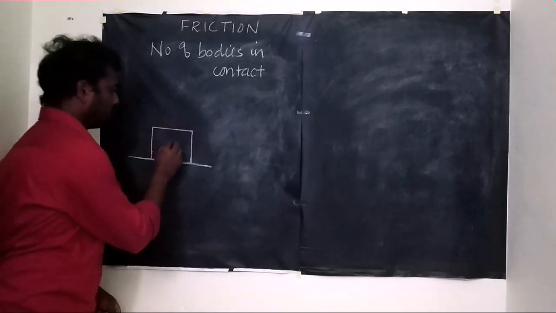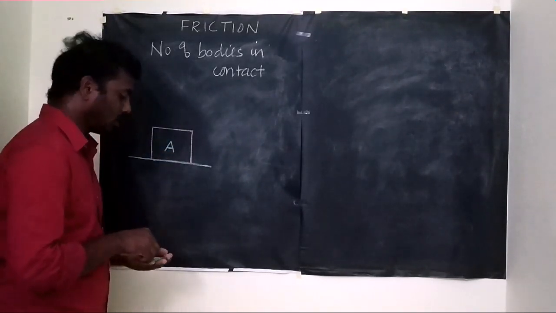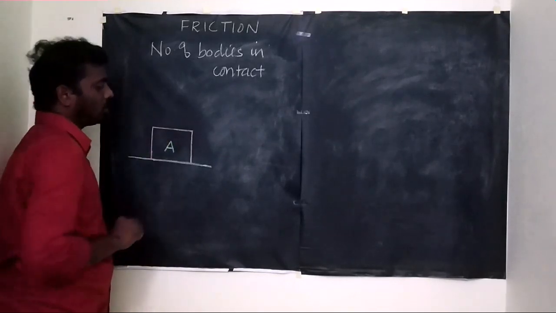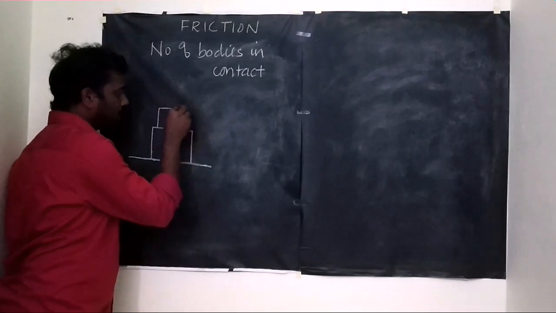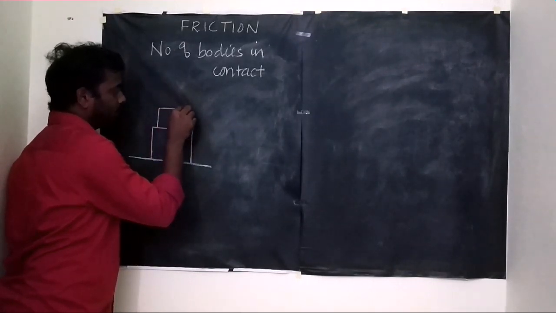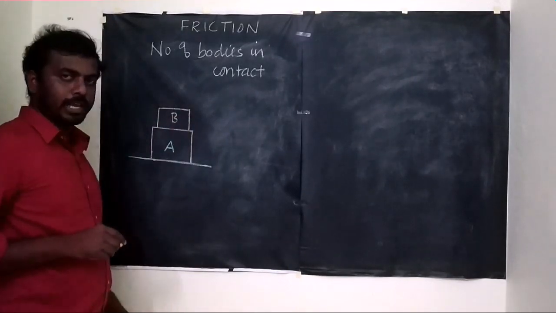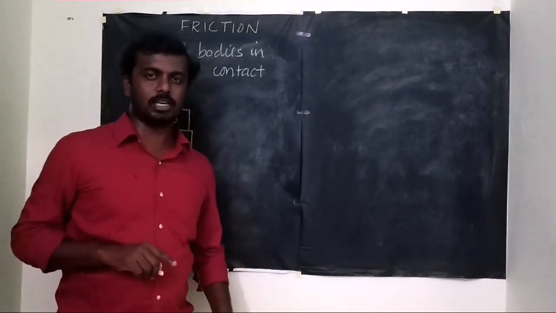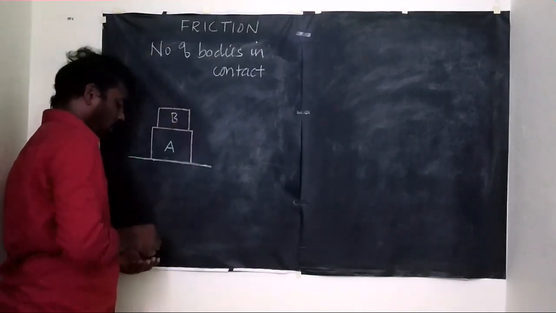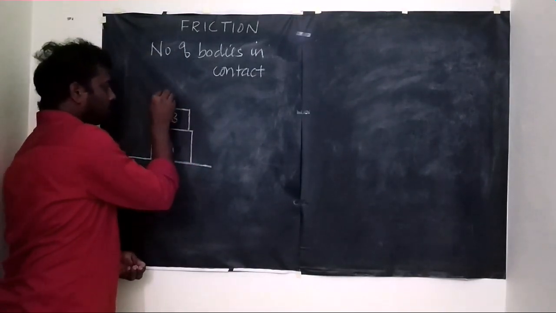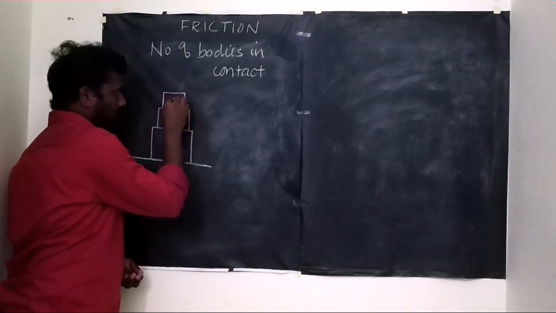Then I am going to take another block, that is B. Here the block B is placed on the block A. This is my block B, which is placed over the block A. Then I am going to take one more block, that is block C, which is placed over the block B. Now this is my system.